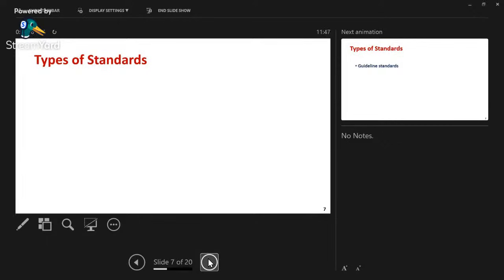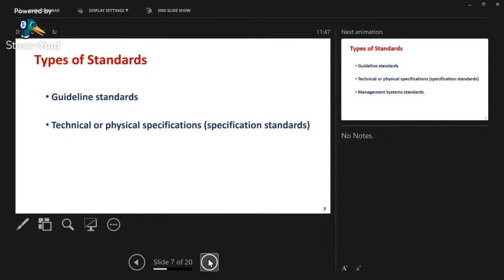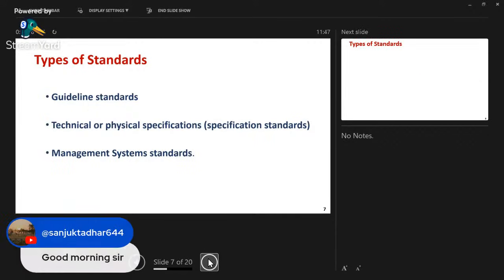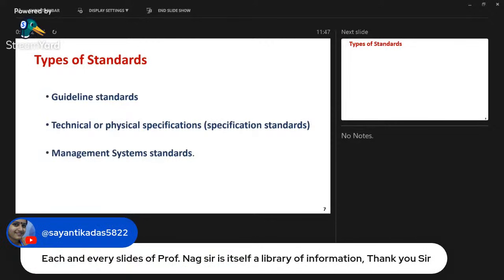Okay. So basically there are three types of standards. One, we have guideline standards, where it should tell you what are the things you should be doing, how you should be doing it. Then we have a technical specification, a physical specification, which says exactly what is the value which should be there. And finally, we have a third type of standard called management system standards. So what is the difference between these three things, and specifically the last one?